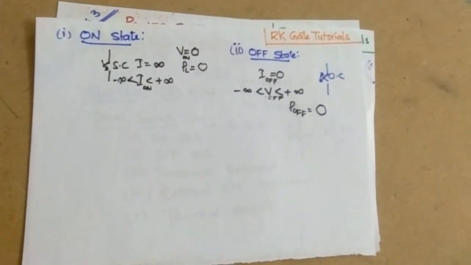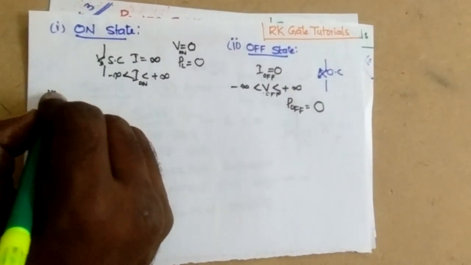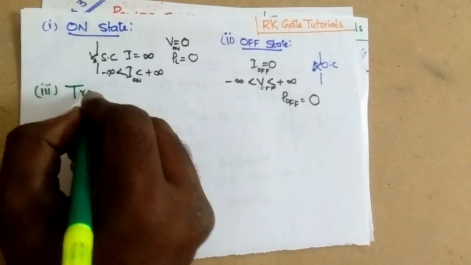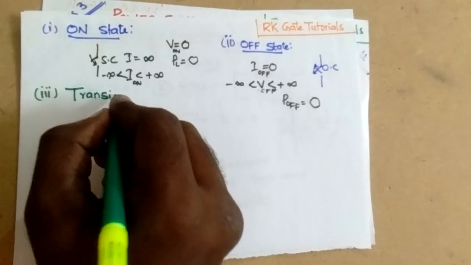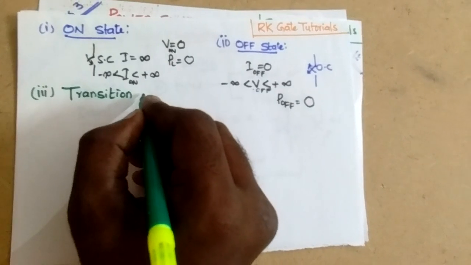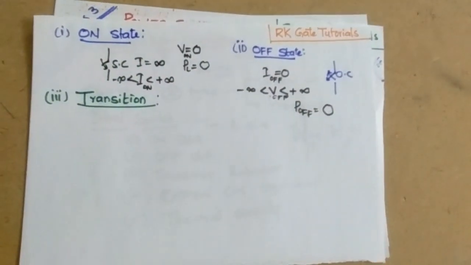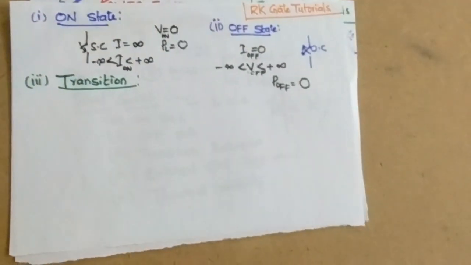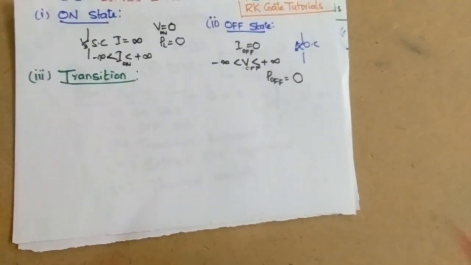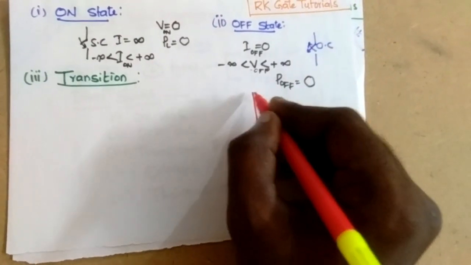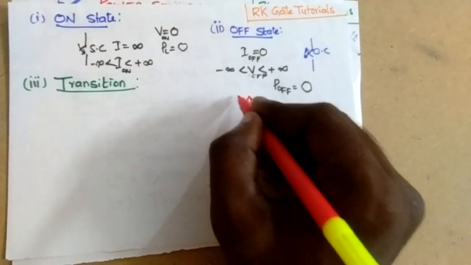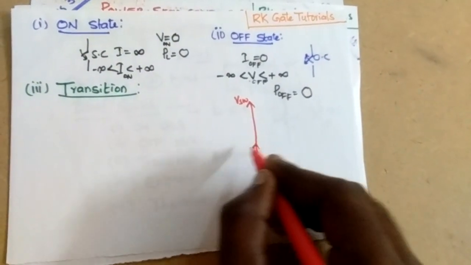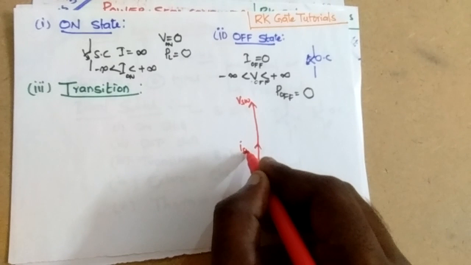Now let us get into the third, the most important part of this topic, that is transition behavior. The transition behavior of the switch, the ideal switch. We are talking about the ideal switch. Yes. So let me draw the waveform here first. Here let us take this as the voltage across the switch, and this as the current flowing through the switch.